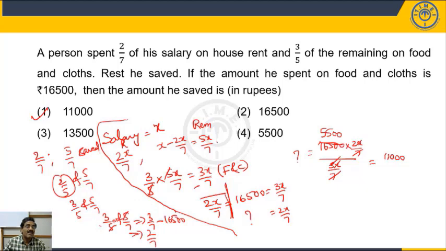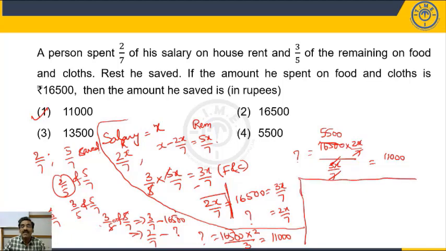Because 2/5 of 5 by 7, 5 cancels, so 2/7 is saved. So 2/7 will be how much is the question. So what we can say, 2 by 7 means again 7 cancels, 16,500 by 3 into 2 basically. That will again give the answer as 11,000. This is one more way of getting the answer. And if we want to answer the question without fractions at all, the best way is this one. So this is the first method, this is the second method.